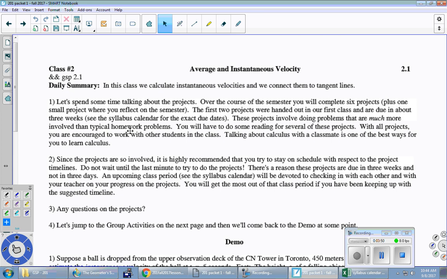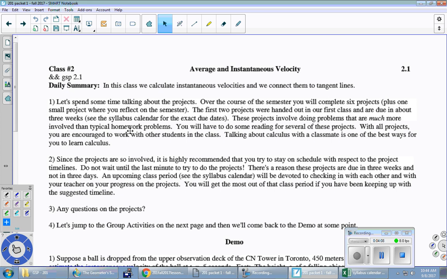I feel like I said my piece about the projects on Wednesday, just that you want to keep up with them and do them a little bit at a time as opposed to waiting until the last minute. I think earlier today I heard one table making a plan to meet together and start working on those projects together, and that is a great way to get these projects done.